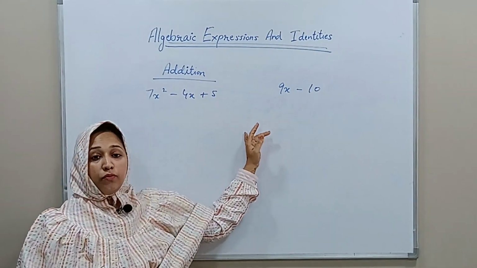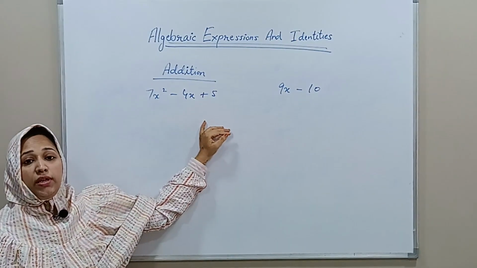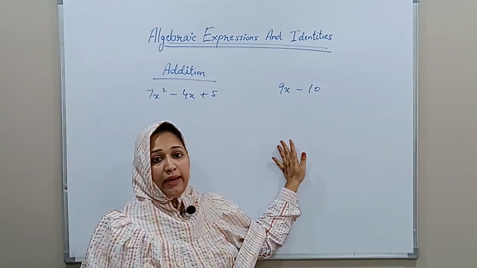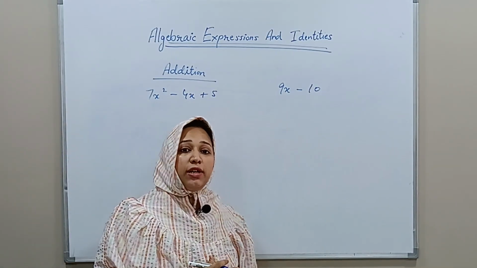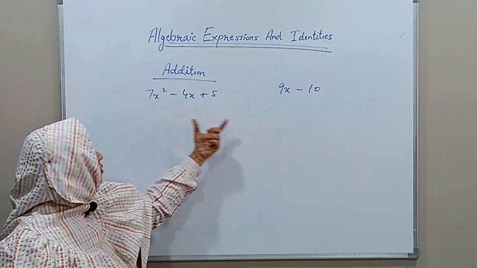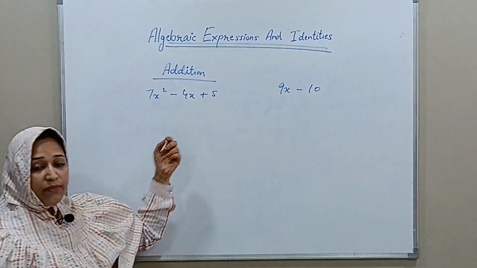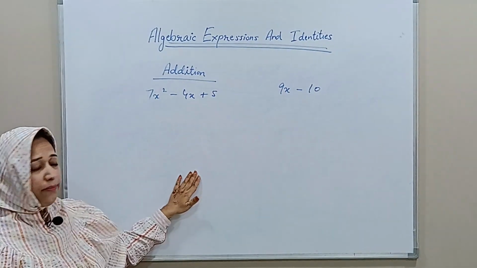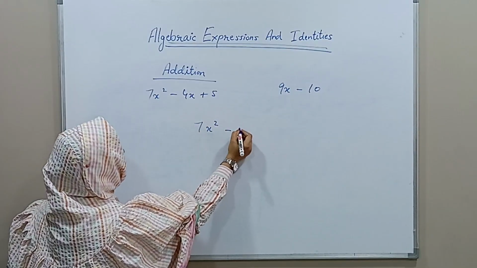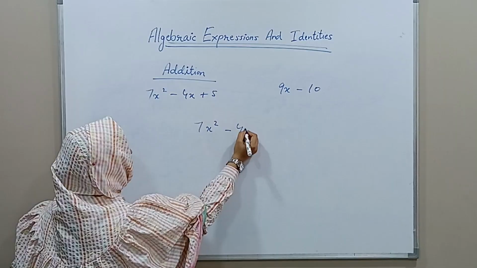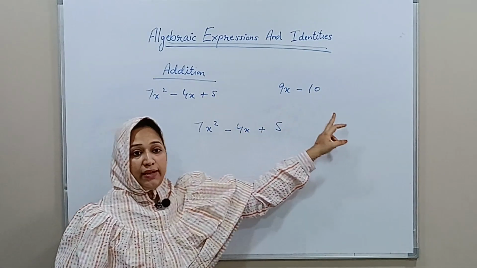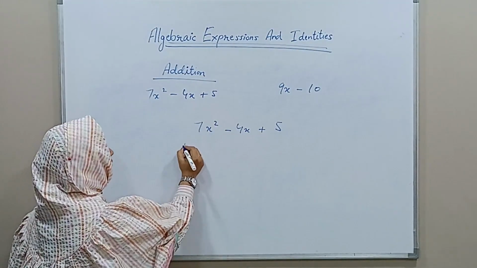Now, to add two expressions, it is very necessary to understand what are like and unlike terms. To know more about like and unlike terms, go to the last video and learn from there. When we have two expressions and we have to add them, there are two ways we can do them in the column. First write the first expression, that is 7x square minus 4x plus 5, and in the next row write the second expression. We are adding them, so plus sign.